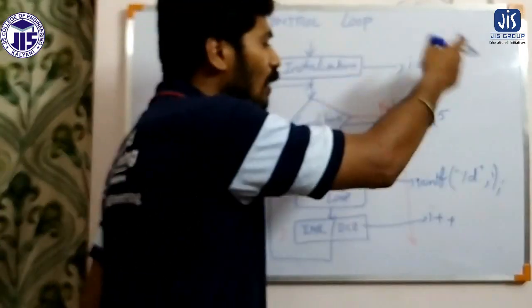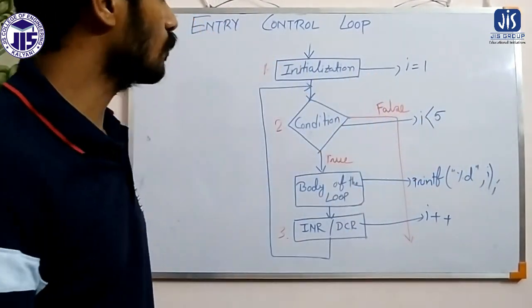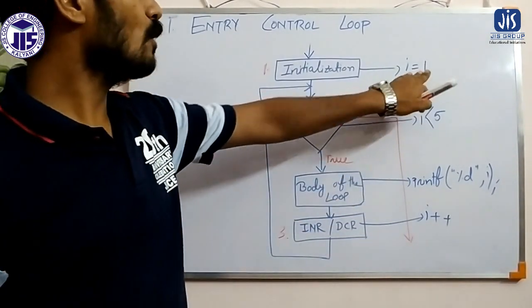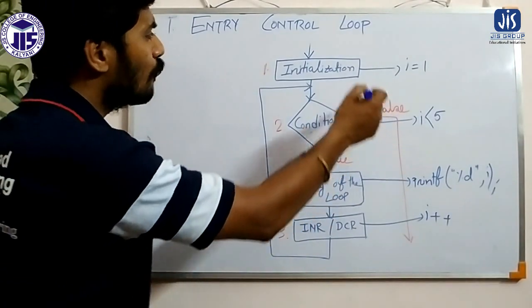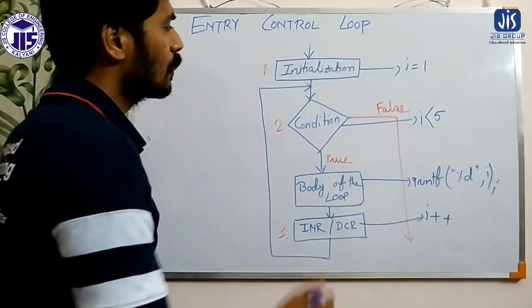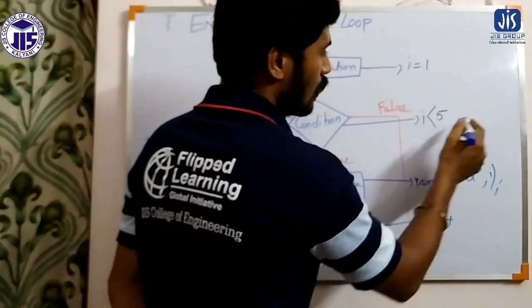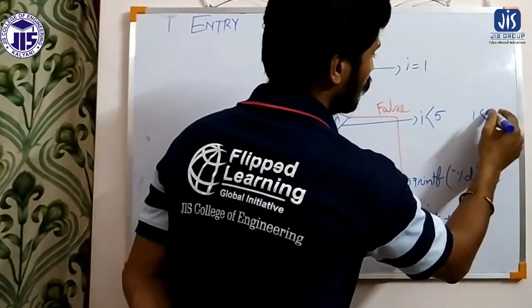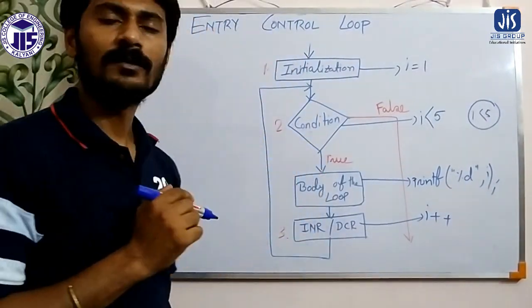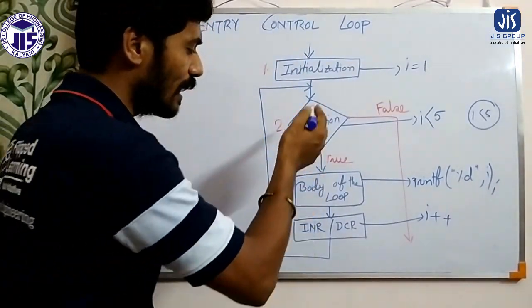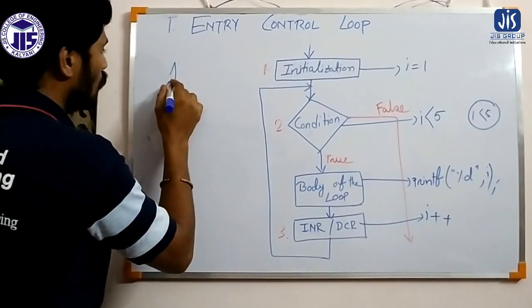Now if I execute this flowchart, or this sequence of statements, what will happen? First the value of I is 1. Okay. Then it will come to the condition. What will the condition be, true or false? 1 less than 5. So obviously the condition is true, 1 is less than 5. So as the condition is true, it will enter into the body. Then it will print the value of I, that is 1 right now.